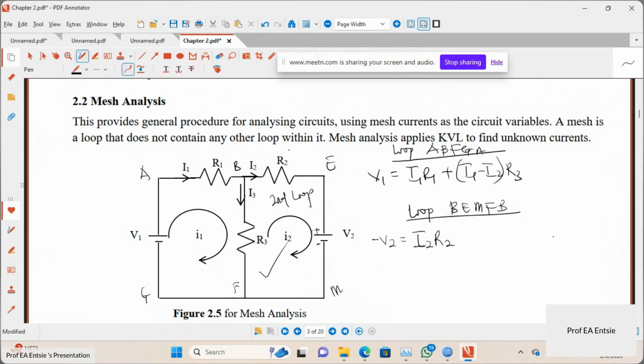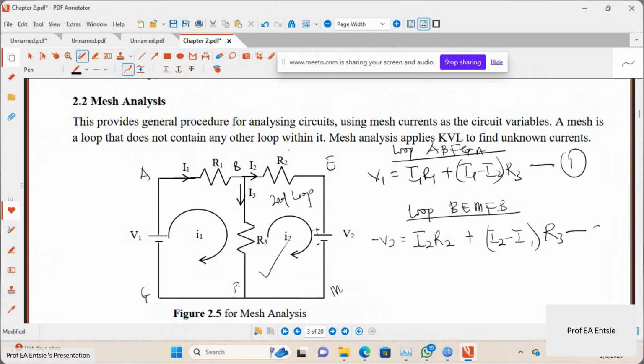Plus the voltage across R3. But you see that we are in the second loop. So the current in R3 will be I2 minus what? The current in the other loop, which is I1. Since we are doing loop 2, it will be I2 minus the current in the other loop times the resistor R3. So you label this as equation 1, label this as equation 2.